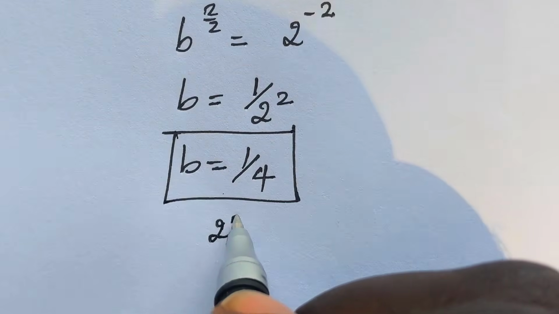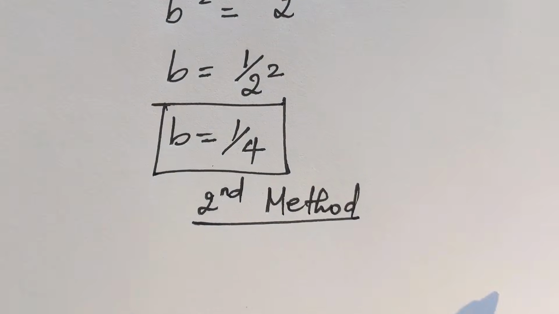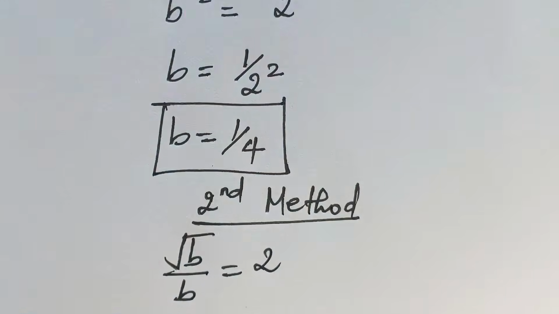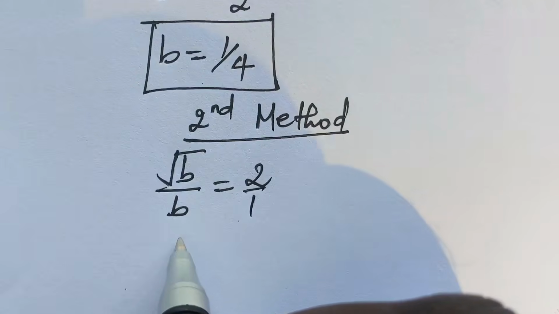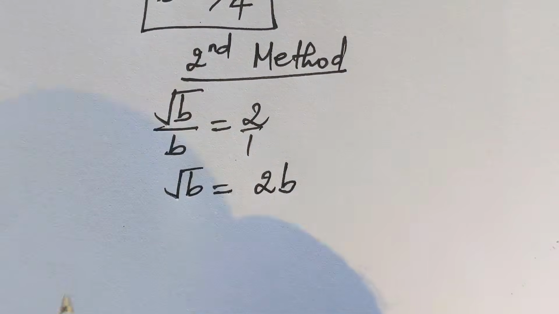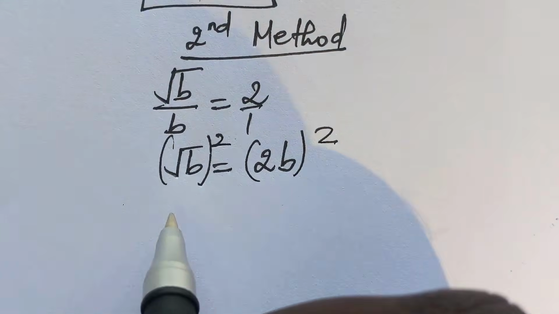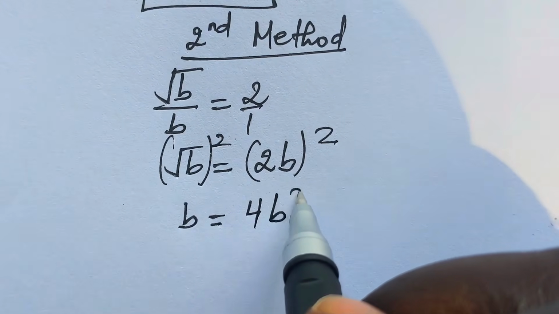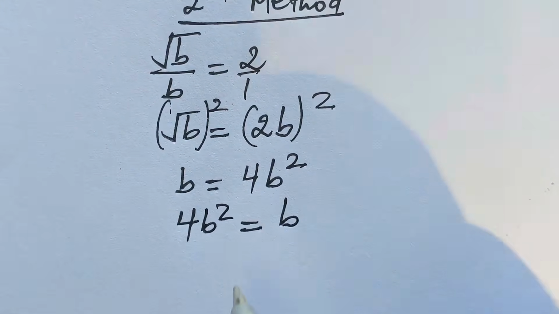So here, the second method is this one. Here we have given square root of b over b equals 2, and of course we shall use cross multiplication, where we have square root of b equals 2b, right? So we have to square both sides to get what here? To get b, which equals 4b squared, and you can write 4b squared equals b.